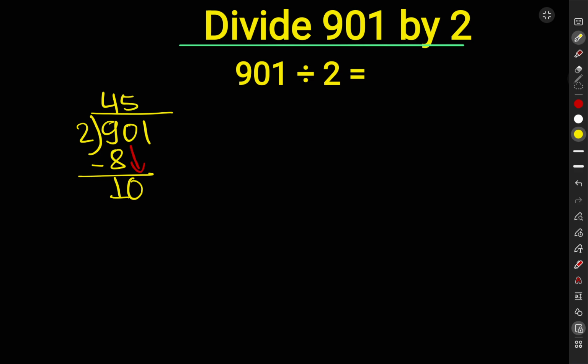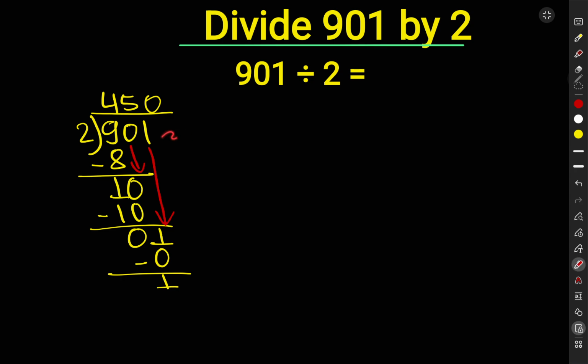So 2 times 5 is 10. On subtracting we get 0. So now again we put down this 1 and 2 times 0 means 0. On subtracting we get 1.